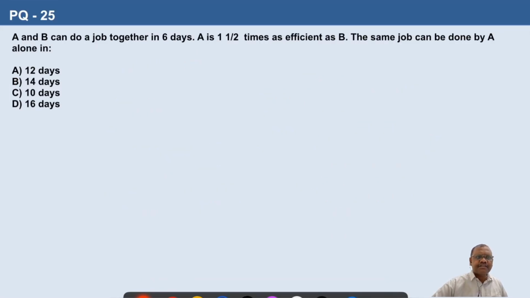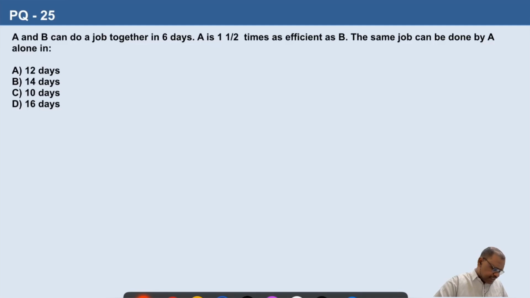Question number 25. A and B can do a job together in 6 days. A is 1.5 times as efficient as B. The same job can be done by A alone in how many days?